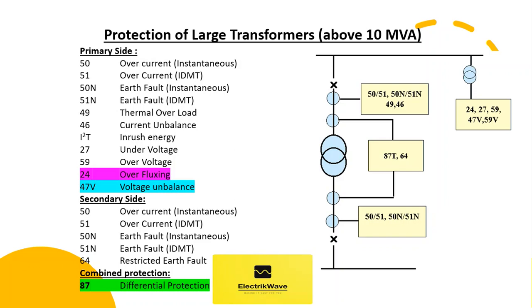Differential protection, 87. This is one of the major protections for large transformers. This protects the transformers whenever there is an internal fault. As shown in the SLD, this protection needs two additional sets of CTs, which are perfectly matched and have adequate knee point voltage to drive a relay measuring circuit.